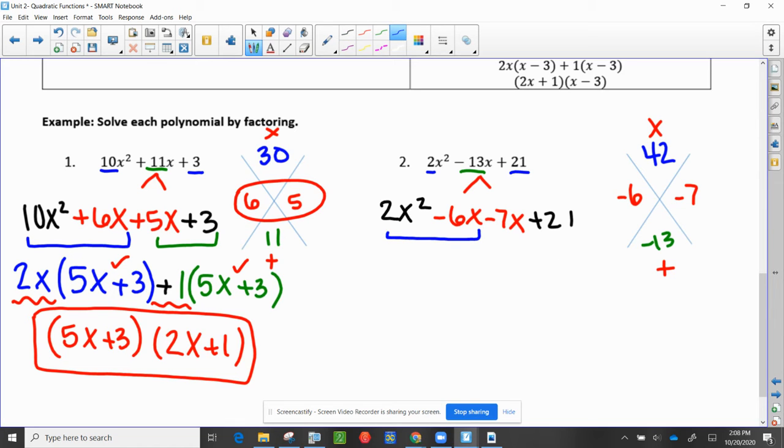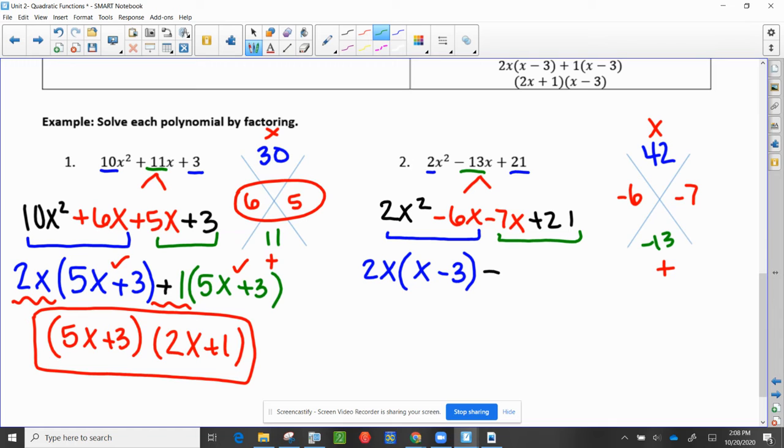So 2x squared and a 6x. What can I take out from those? I can take out a 2x. They have a 2 in common and 1 x in common. So if I take out 2x from 2x squared, I'm just going to be left with 1x minus a 3. 6x divided by 2x leaves me with just a 3. Bring down my sign in the middle.